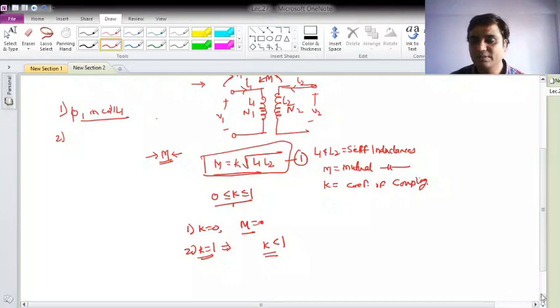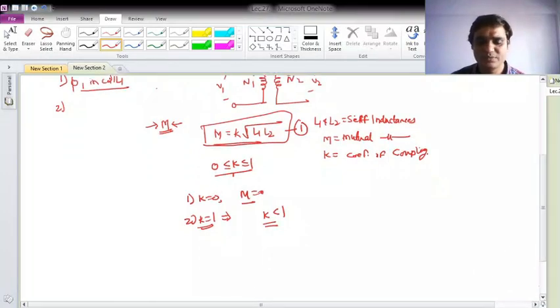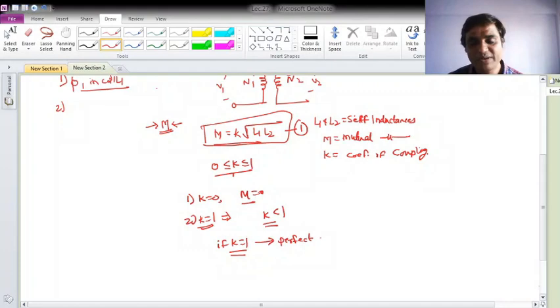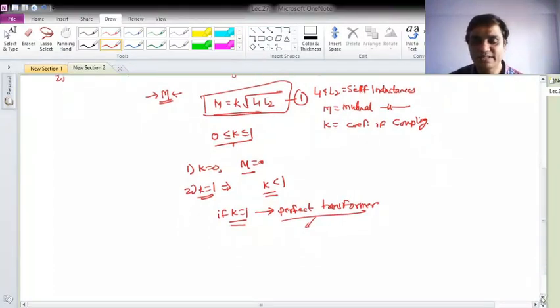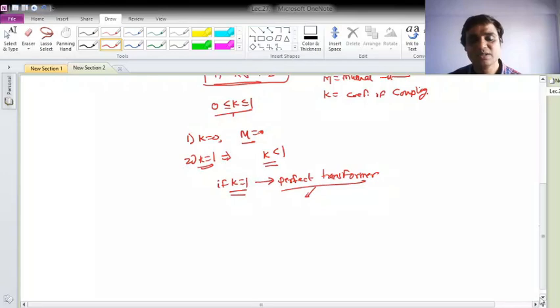Nonetheless, if K is equal to 1, your transformer will be called a perfect transformer. If the coils are perfectly coupled with each other, then I can name that kind of device a perfect transformer, right? That means no flux leaks out, and all the flux from coil 1 will be linked with coil L2.